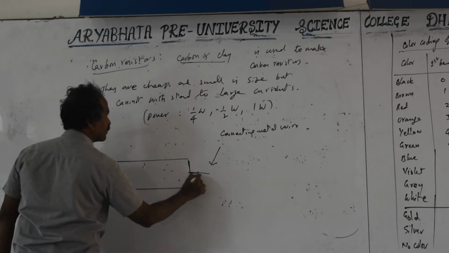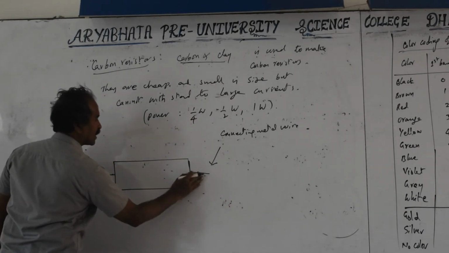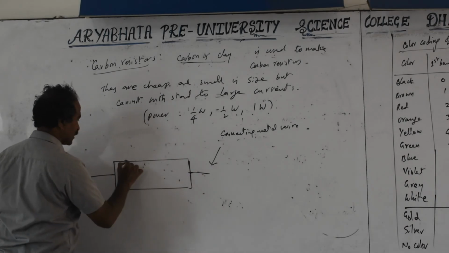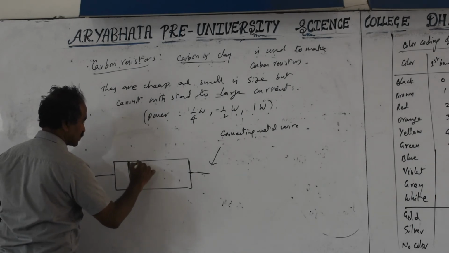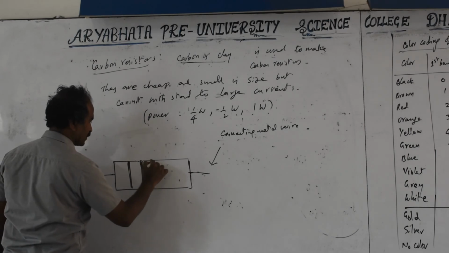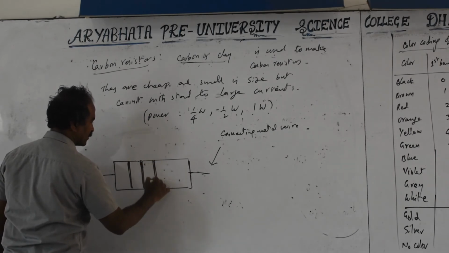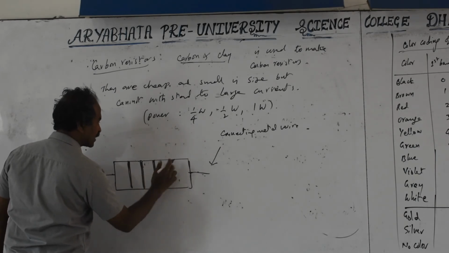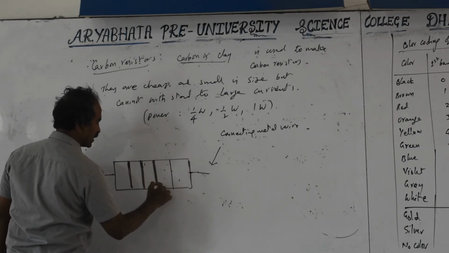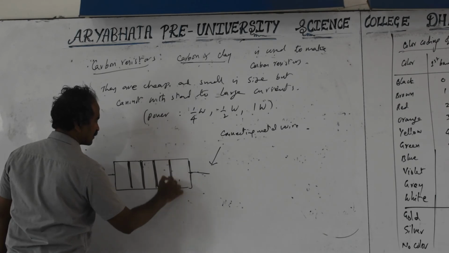These are connecting metal wires. And color bands will be there. Here, the first band is, and the second band, left to right here also. How to know which is left, which is right here? This is the third band. And a little more gap will be there for the fourth band, compared to the remaining bands. This is the fourth band.